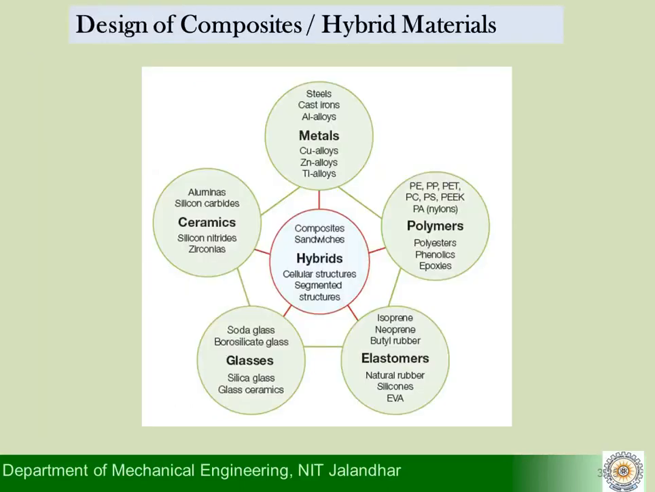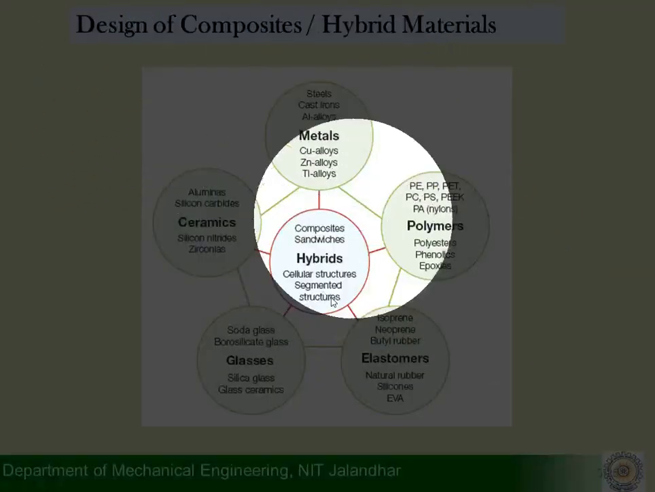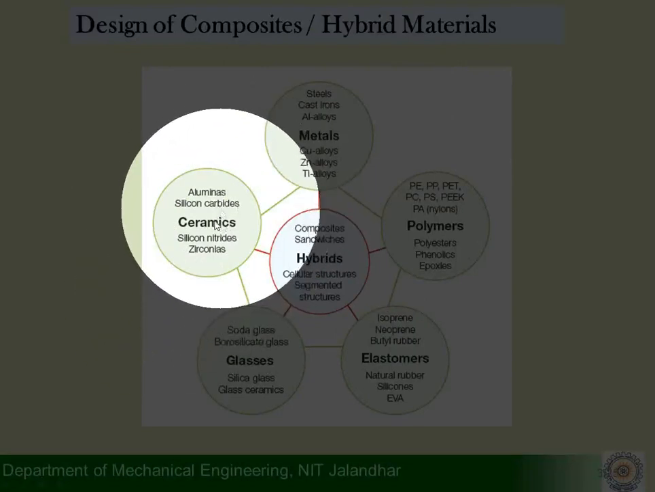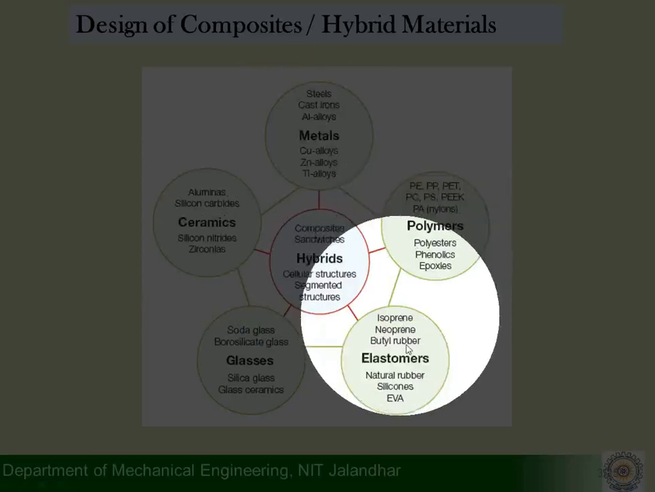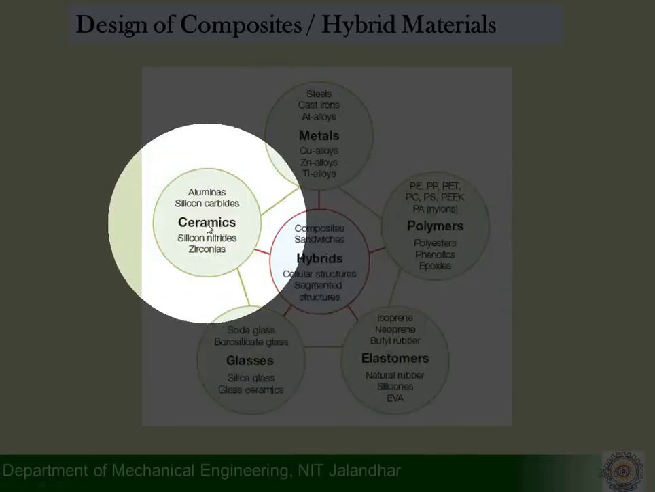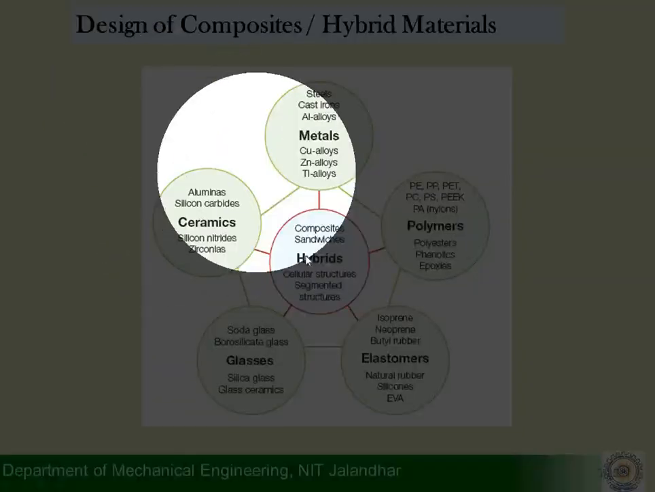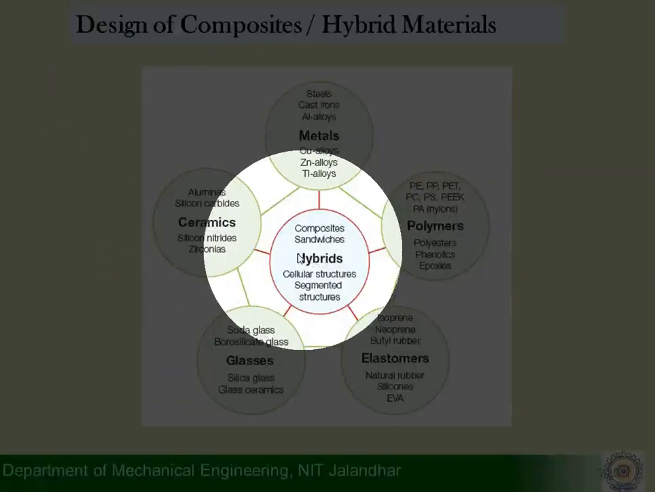Now, talking about hybrids here, I'll now dwell upon what we are referring to as design of the hybrid materials, the reason why we're designing them, and their definition. So what we have seen in our earlier discussions is that we have various categories of materials as metals, polymers, elastomers, glasses, and ceramics. And when we talk about hybrids here, they are a combination of all these five material categories.